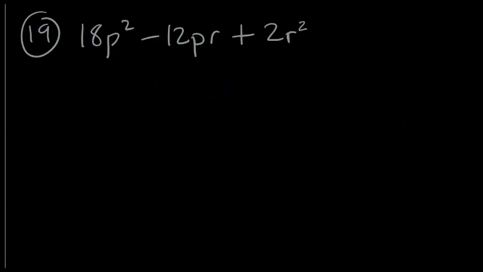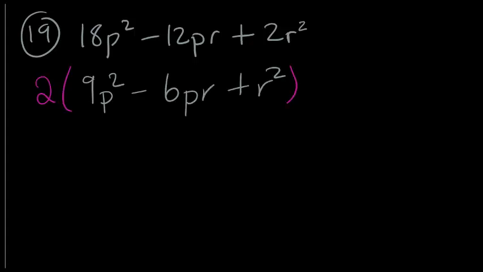18p squared minus 12pr plus 2r squared. So what we're going to do here is, first we're going to take out the common factor. So let's take out 2. And our remainder is going to be 9p squared minus 6pr plus r squared. Now we're going to factorize.